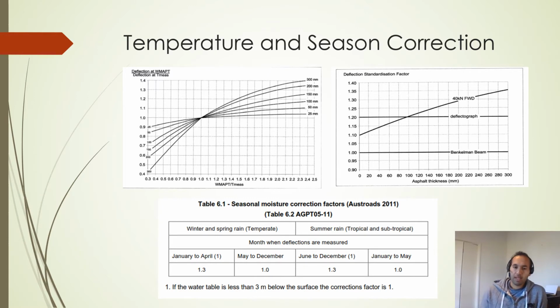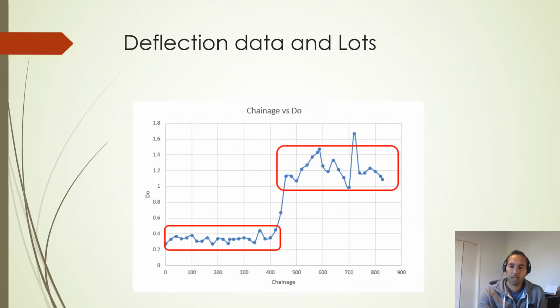So the seasonal correction was 1, the temperature correction was 1, and there was no correction to be made to the load because we'd done the testing at 40 kilonewtons. So once we've got that data, we've made the corrections, the next thing we want to do is plot that data on a chart. Generally speaking, D naught versus chainage.